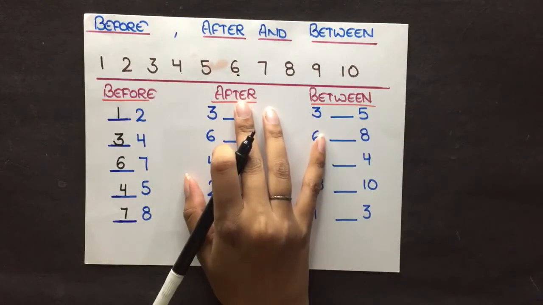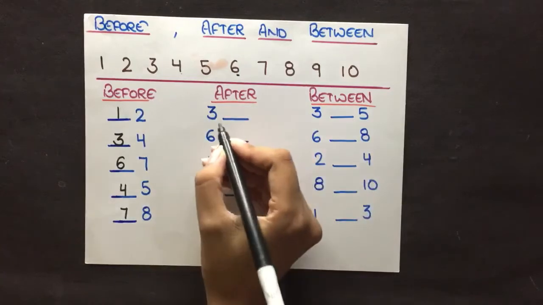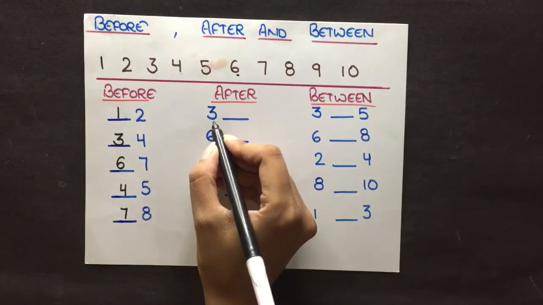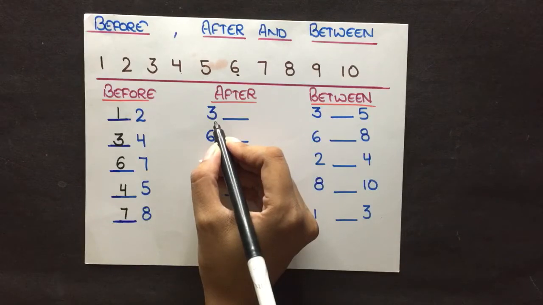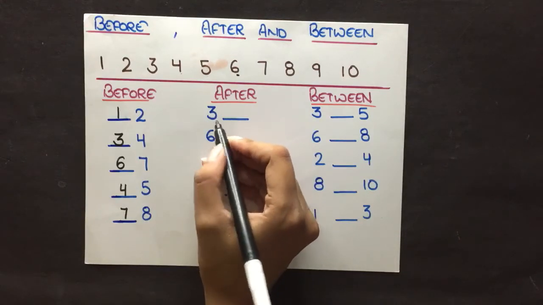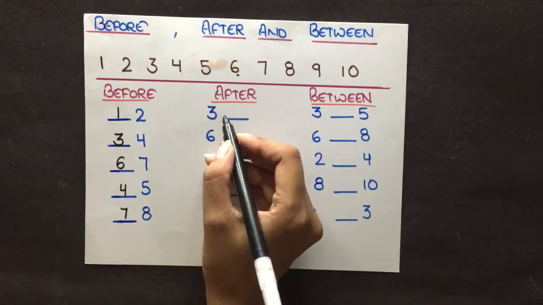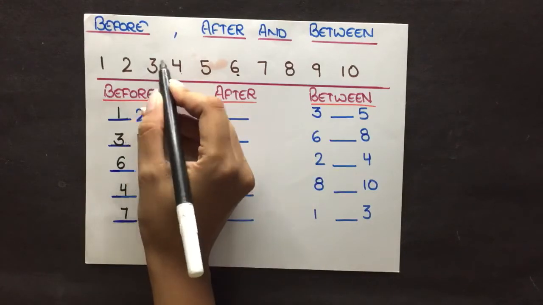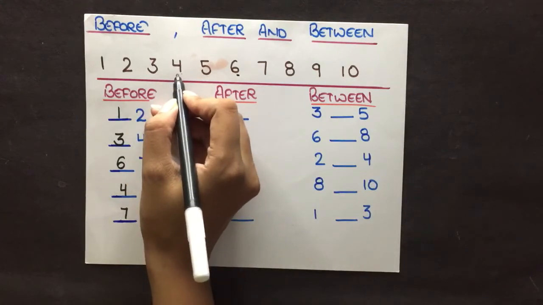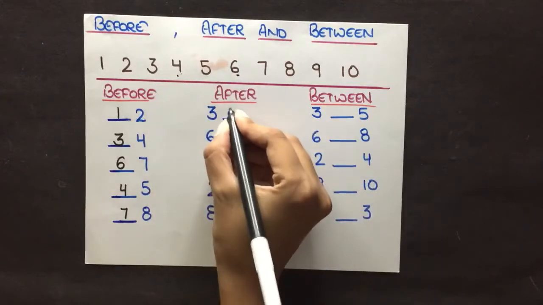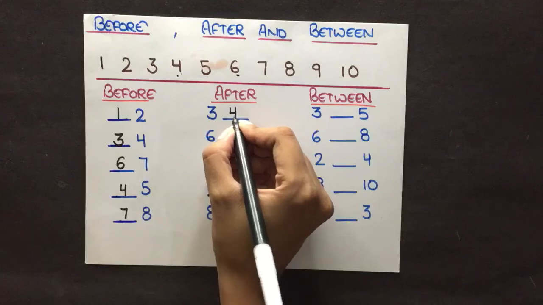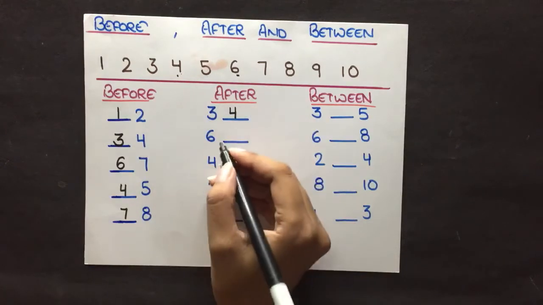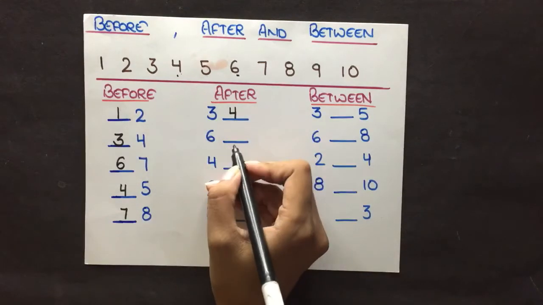Now we will do after numbers. Now see how we will read this. 3 dash. Now what comes after 3? Now see here, what comes after 3? That is 4. So 4 comes after 3.